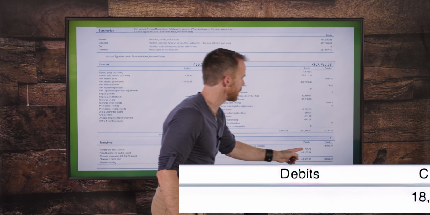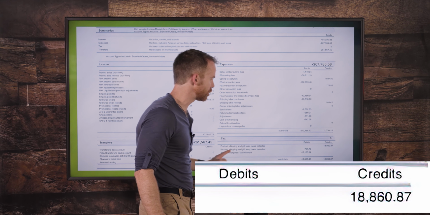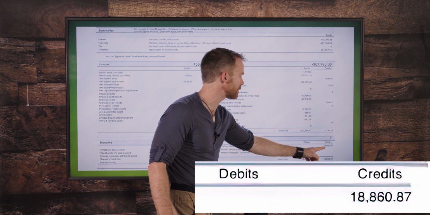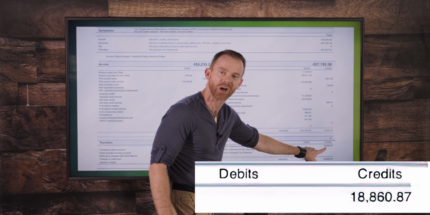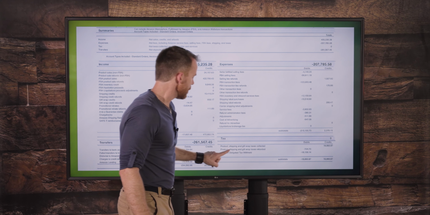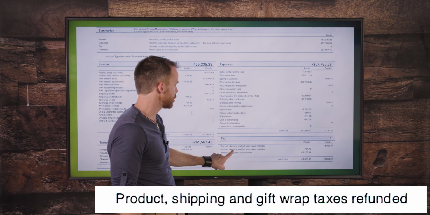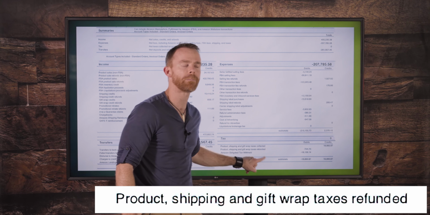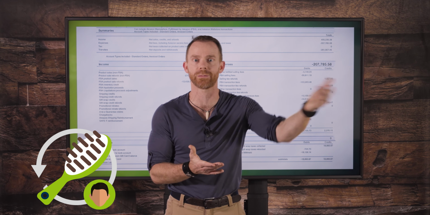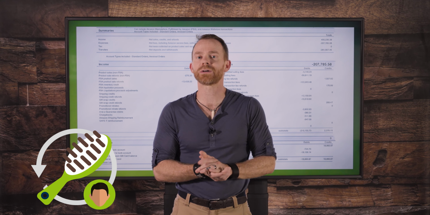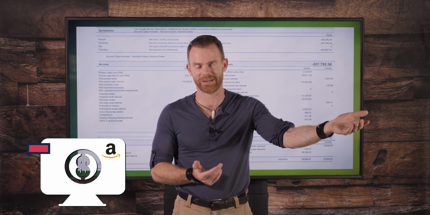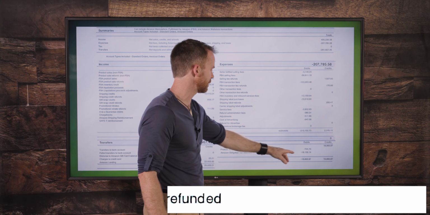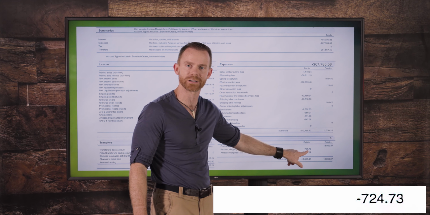So all it means is when Bobby McGee pays his tax, it's gonna show up as a credit in your account, and you can see ours was almost $19,000. That's not money we make or lose, but it has to be accounted for. The next line item is product, shipping, and gift wrap taxes refunded. What's that? Well, Bobby McGee, as I said, he likes to return hairbrushes. He's got this weird thing about hairbrushes, and so when he returns it, he's also refunded the sales tax he paid. So that's what this is, and that's why it is a debit, money coming out of your Amazon account.